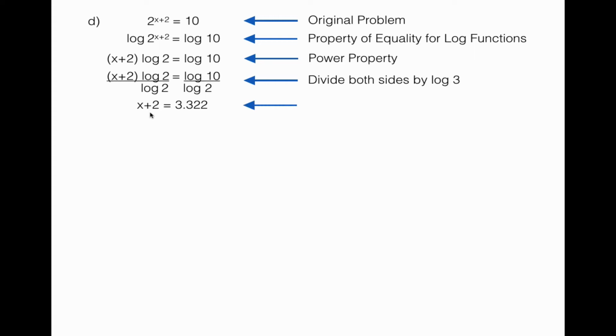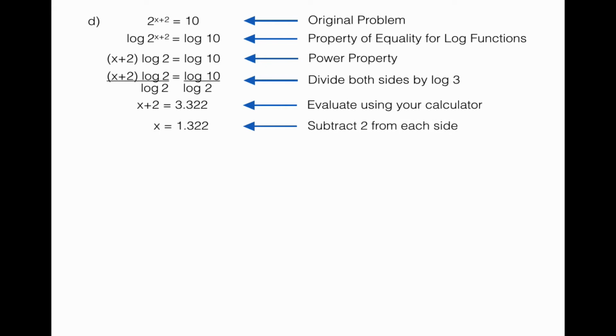And we just have one small thing left to do. Subtract both sides by 2, and we get x equals 1.322. And you could plug that in right here, and you get very, very close to 10, if your calculator doesn't actually round it all the way to 10.